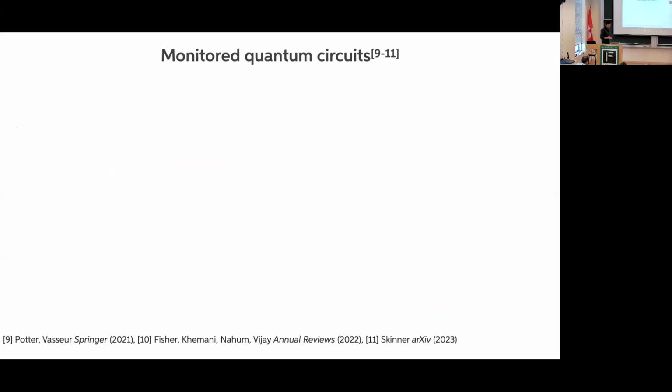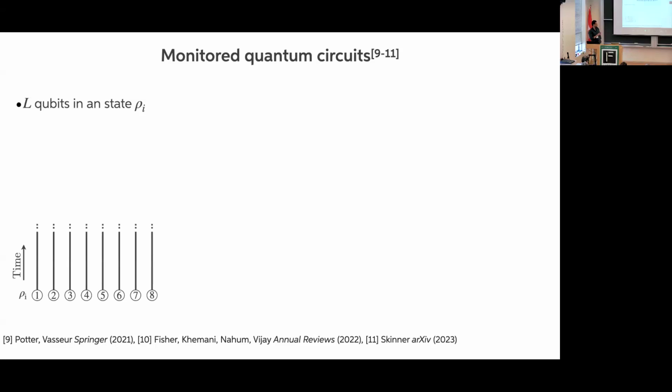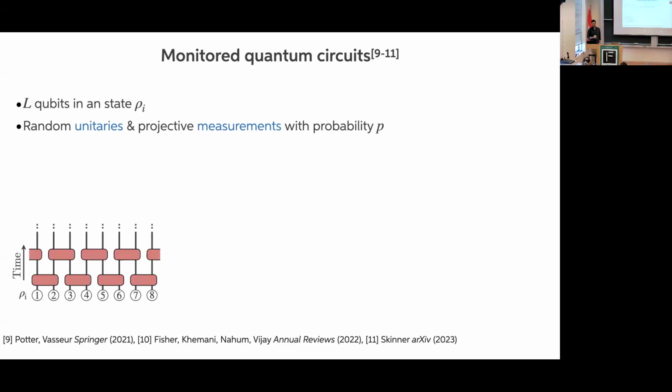Okay, monitored quantum circuits are probably one of my favorite things to play with. I'll just walk you through what they look like. You start with L qubits in some initial state, rho I. The system is evolving in time. Throughout the circuit, you apply random unitaries laid out in a brickwork fashion, so they're staggered like so. And the unitaries are trying to entangle your qubits.